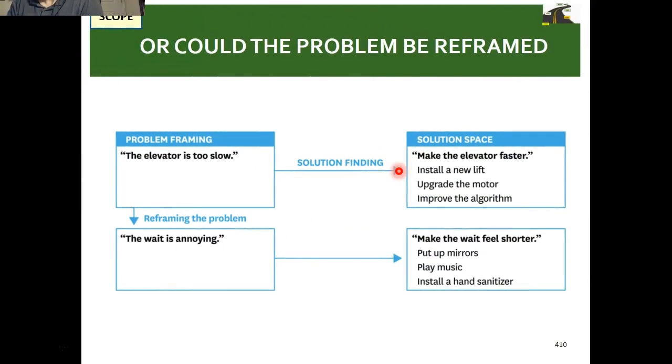Let's take a little bit different look. Is it that the elevator is slow? If we reframe the problem, maybe it's about the wait being ignored. So I look at the solution: I'm trying to solve the issue of, how do I make the wait feel shorter? Put up mirrors, play music, install... You see this actually a lot of times in restaurants. Okay?